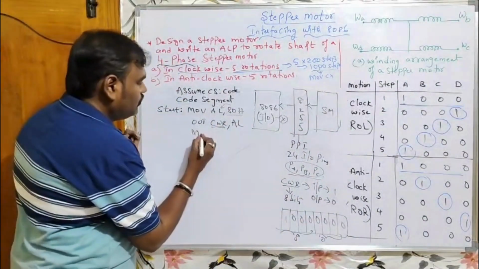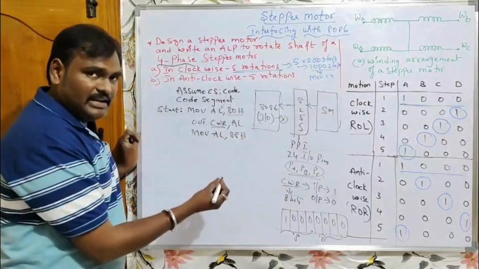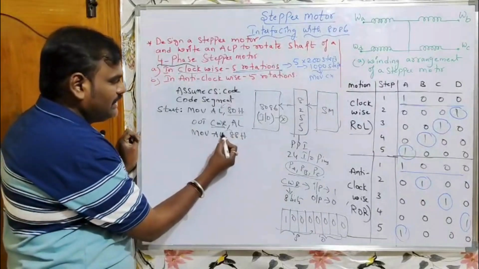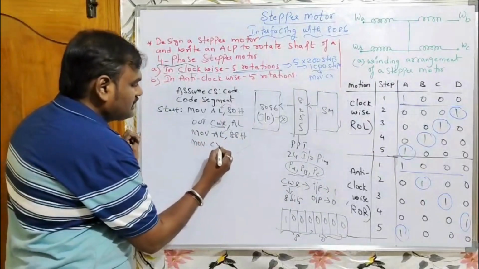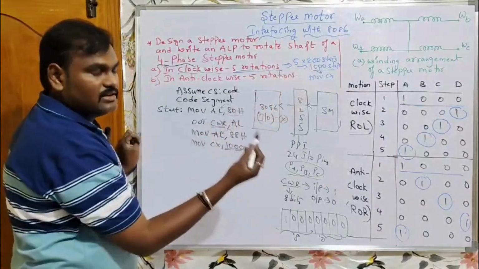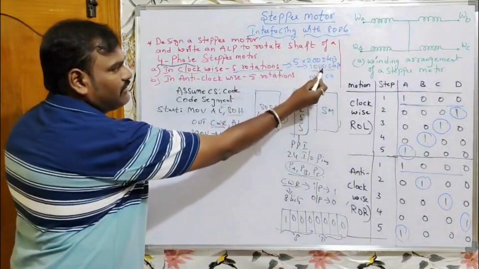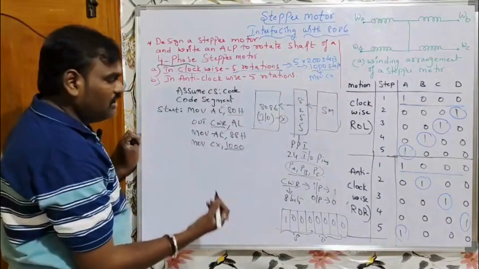Actually it is MOV AL, 88H. I am taking the 88 sequence and moving this 88 into the AL. And next write MOV CX, 1000. Why do we need to write 1000? I already said that for 5 rotations we require 1000 steps. So we need to place the count value 1000 in the counter.